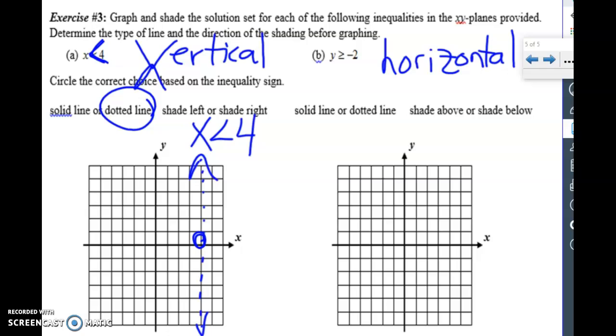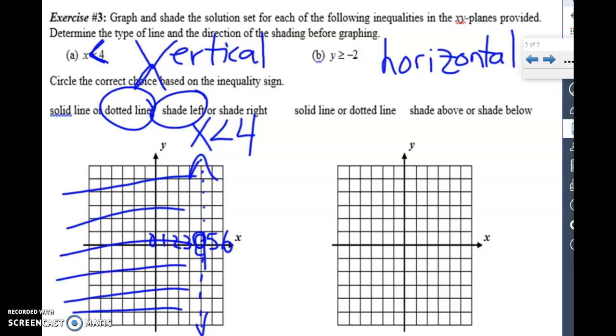Instead of this being an above or below situation, it's a left or a right, because it's a vertical line. Well, let's put some common sense to this. If that's 4, then that's 3, 2, 1, 0, numbers that are smaller. On the other side of 4 would be 5 and 6. So we want less than. We want smaller. We want to shade this to the left. Okay? Left is less. And so there is the solution to the inequality x less than 4.